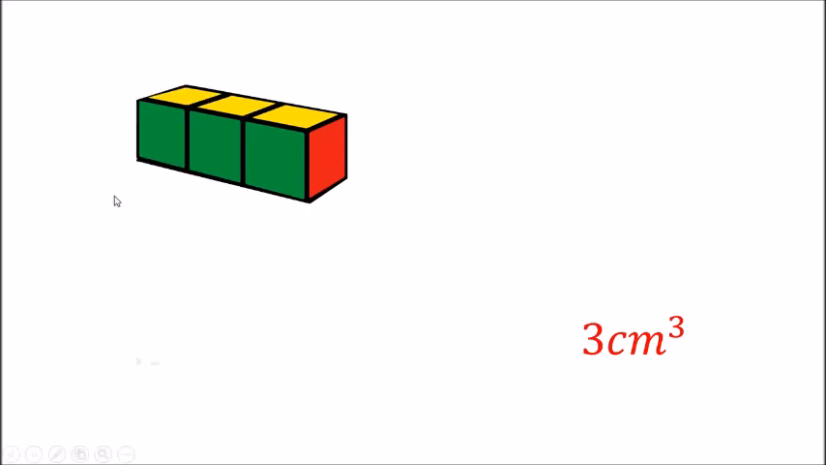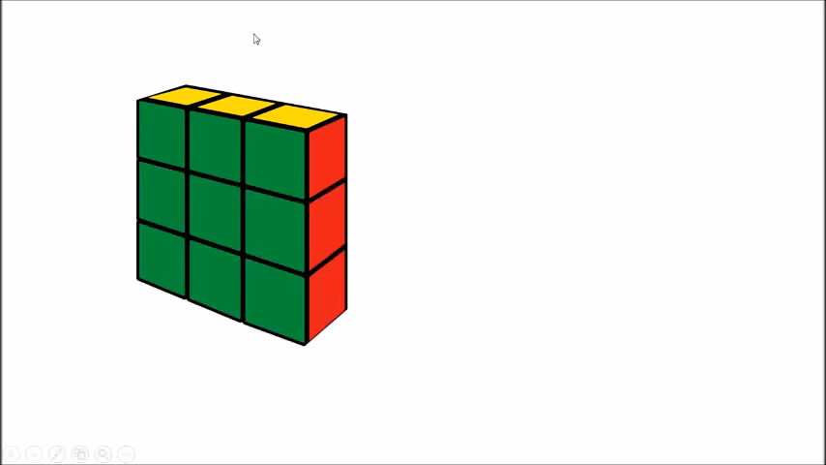Okay, so what would this be? Well, if I have 3 cubic centimeters all stuck together, this would give me 3 centimeter cubed. So the volume of this cuboid is 3 centimeter cubed because it literally means there are 3 cubic centimeters in this space. Okay, so what about something like this? So how many cubic centimeters do I have?